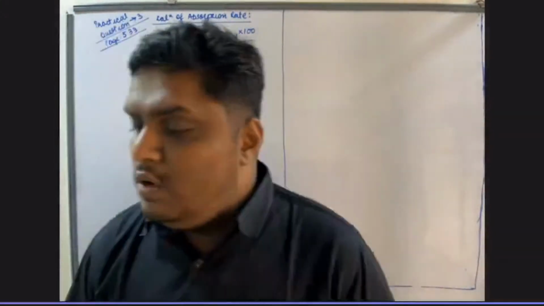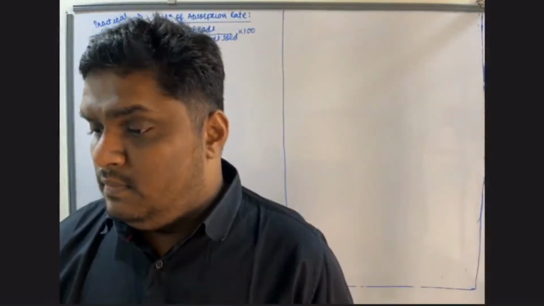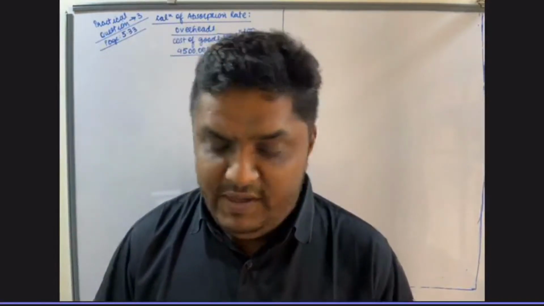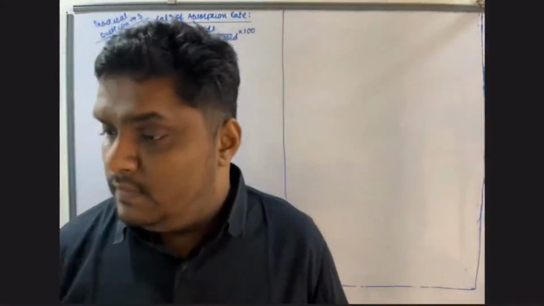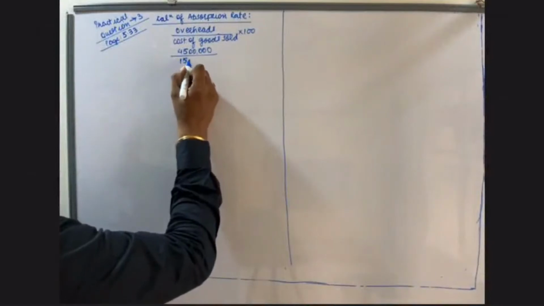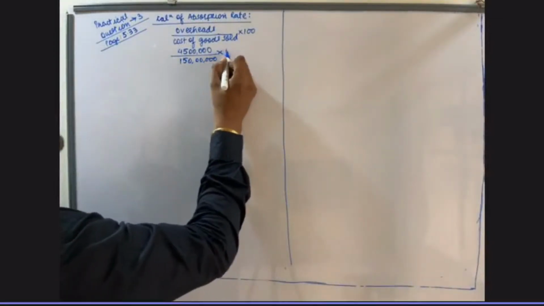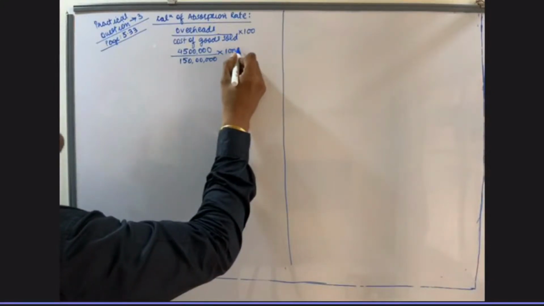When talking about the cost of goods sold, herein the total cost of goods sold is 30 lakh plus 75 lakh plus 45 lakh. That is 1 crore 50 lakh. Into 100. So this will be 30%.